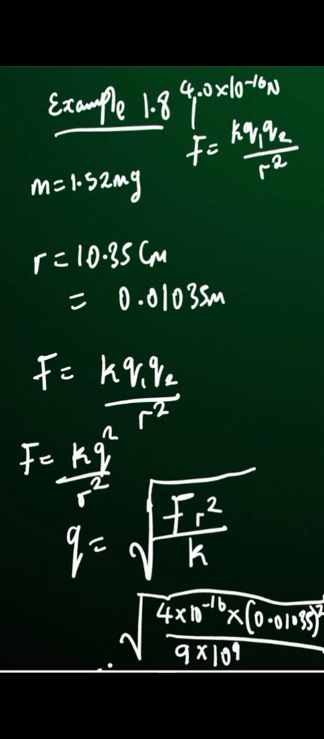So when you evaluate everything in your calculator, you will have a final answer. If you evaluate everything here in your calculator, you have a final answer as Q to be equal to 2.18 times 10 raised to power minus 9 coulombs. That's the answer. Thank you very much.